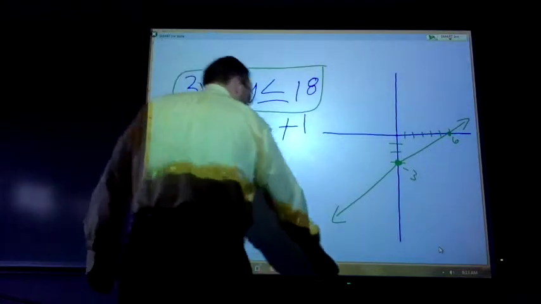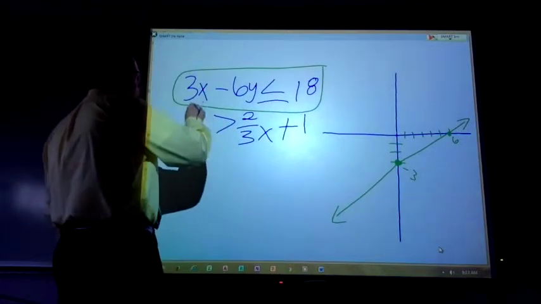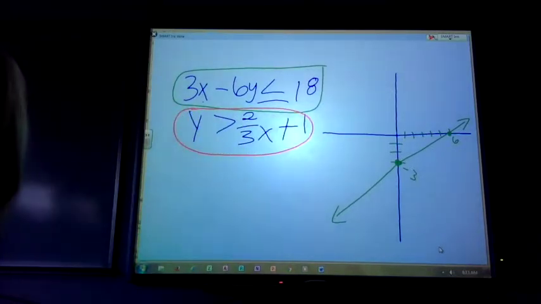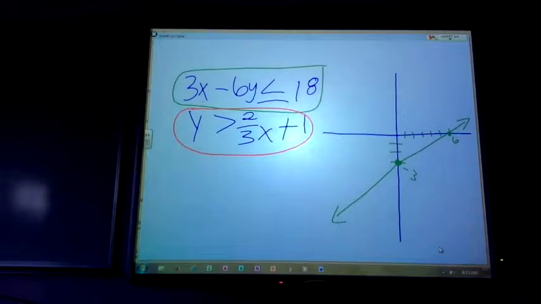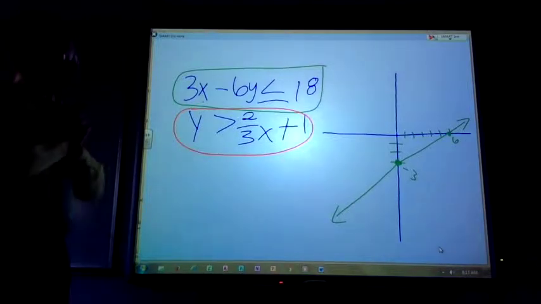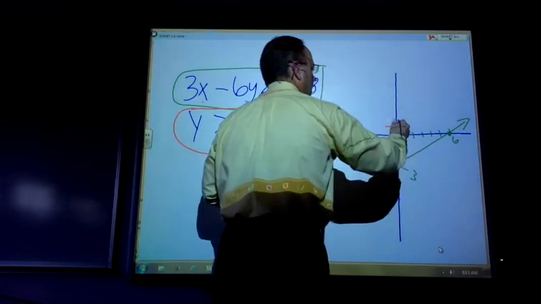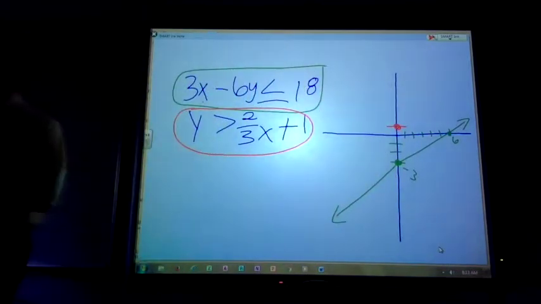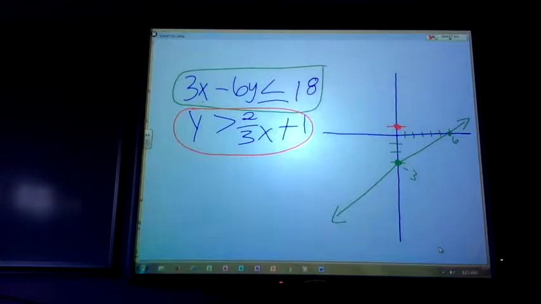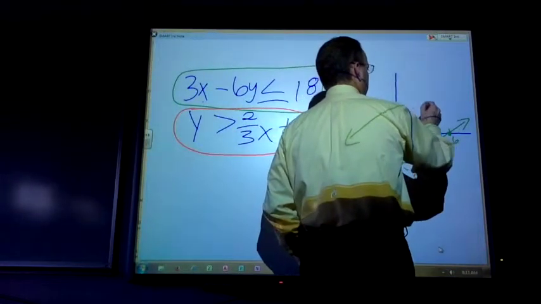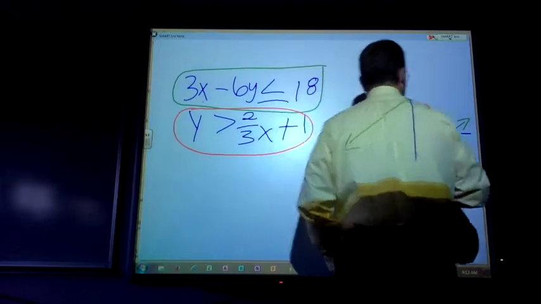The other equation is not set up to do the cover method, but it's set up to use what other method? What do you think? Y-intercept. Good. So it goes up plus 1. Put a dot. From there, what do I do to find the second dot? I go up 2, and I go right 3. Is this going to be a solid or dotted line?